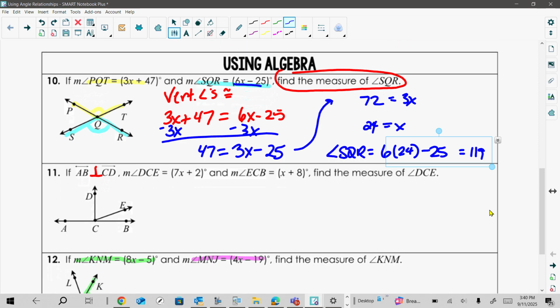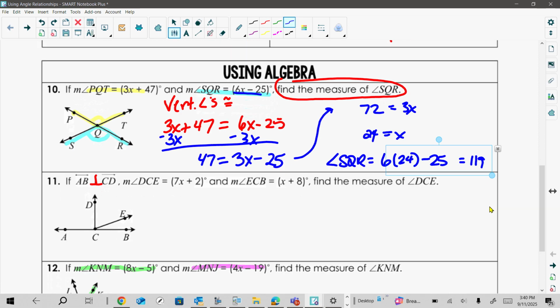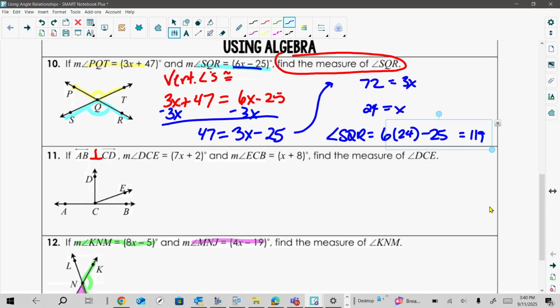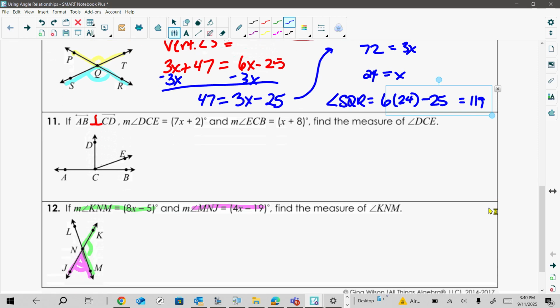There's a couple where you're going to have to understand the expression and translate the expression to the equation. But the key information on 11 is them telling you it's perpendicular. Once I do that, DCE here, that would be here. And then we have CBE, x plus 8. So these are complementary angles, and they equal 90. That helps you set up your equation.